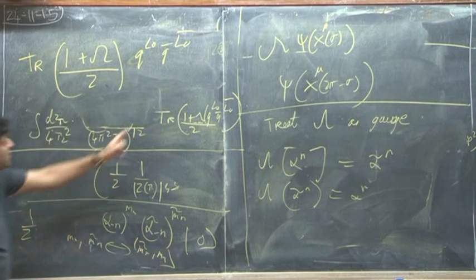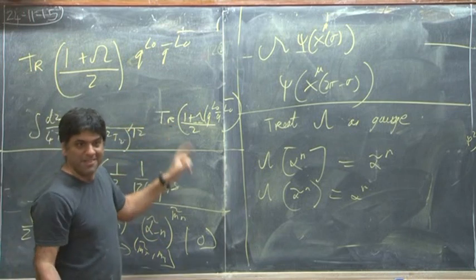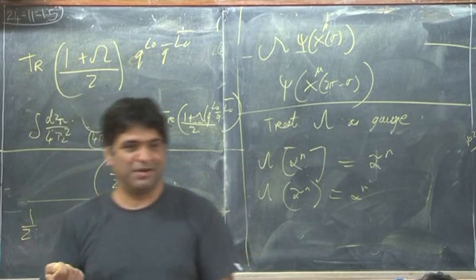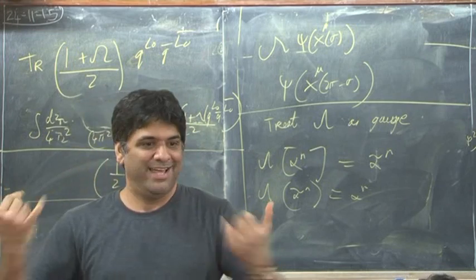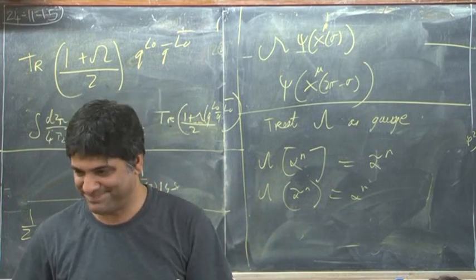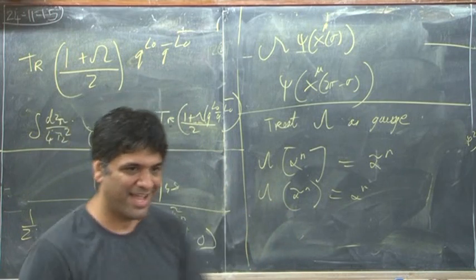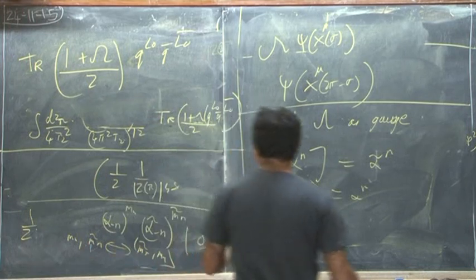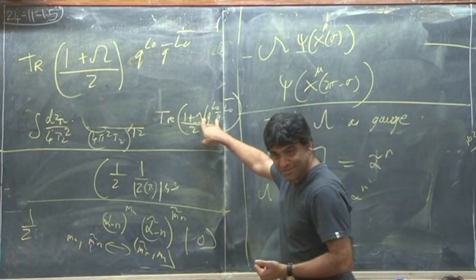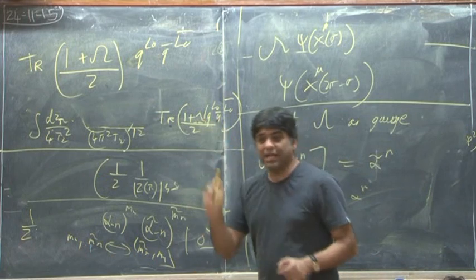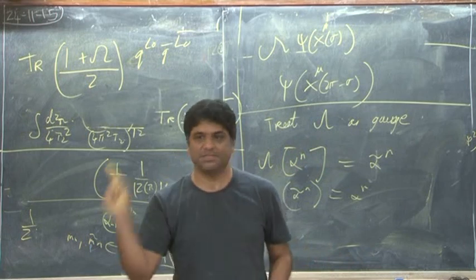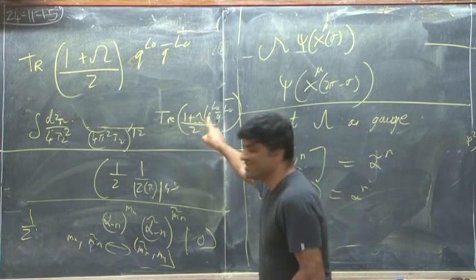Now what have we got? We've got a trace. The trace only takes into account those states in which the left and the right are the same. So only those states which have an equal number of left and right moving oscillations will contribute in this case.